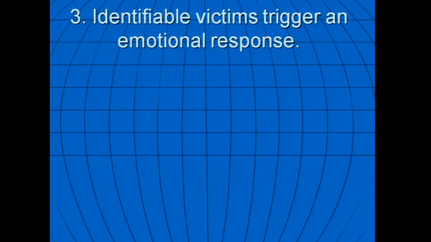Okay. So the final point I want to make is that identifiable victims trigger this strong emotional response. This is what we call the identifiable victims are affect rich, whereas statistical victims are affect poor. They fail to convey emotion. A couple of very brief notes about emotion, and then I'm going to turn over the floor to Jen Lerner, who can talk much more about emotion.